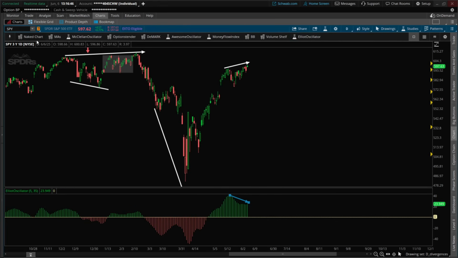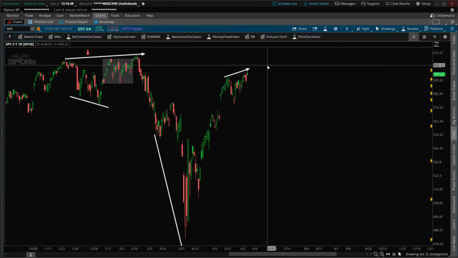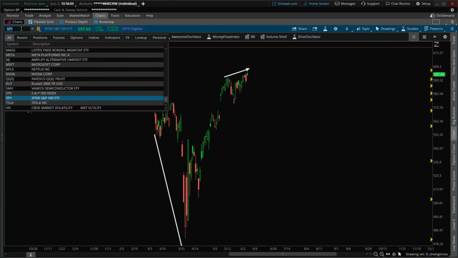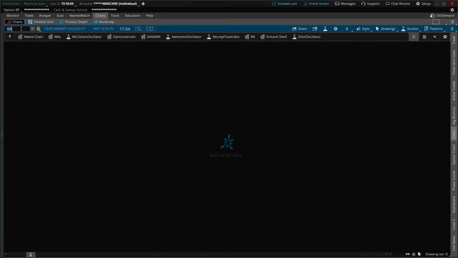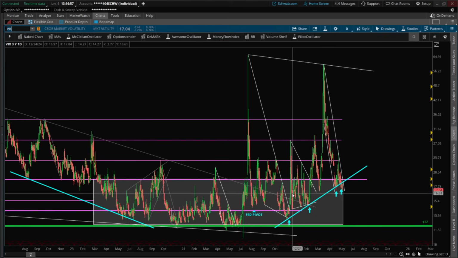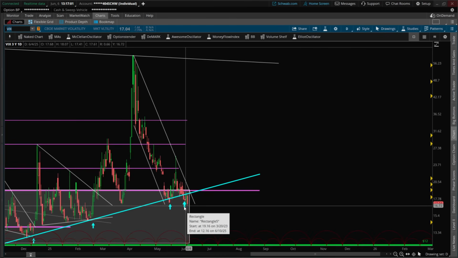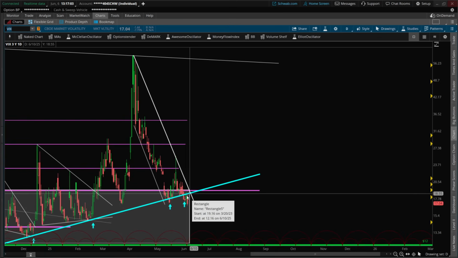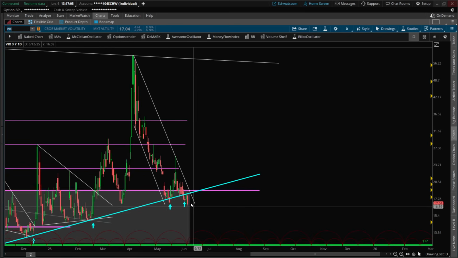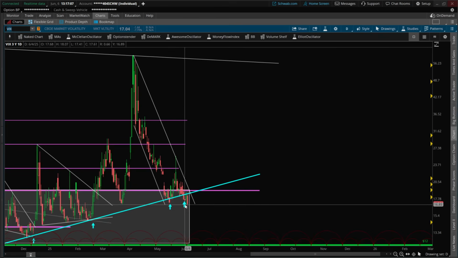Now let's go on the lower time frames. Let's go to VIX while we're on the daily. So VIX is penetrating into here. We made a lower high. So we're underneath this trend line. We're into this box territory. We made a lower low here today. Again, we're in that timing low area, that zone.